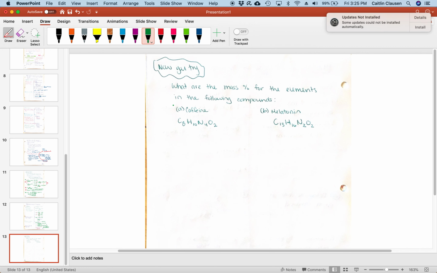And the last thing, I want you to try this one. So pause the video, take a second to try this, and then come back and you can see the answer after you've attempted it. This is just trying what we just went through. So what are the mass percents for the elements in the following compounds? We'll do caffeine in light blue.